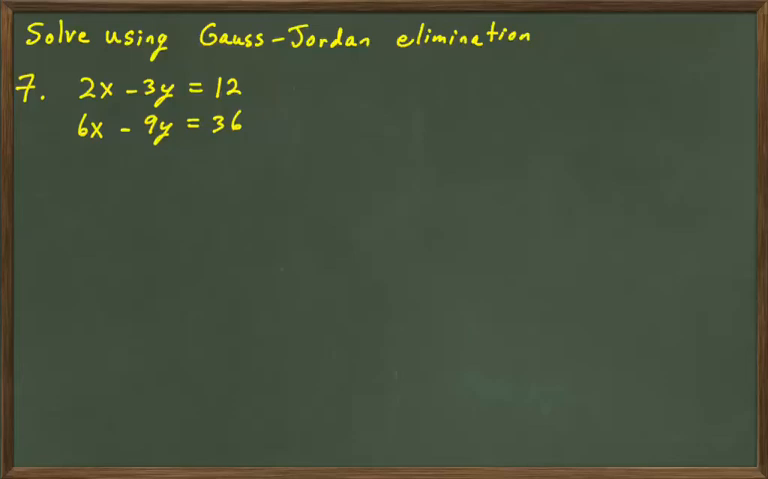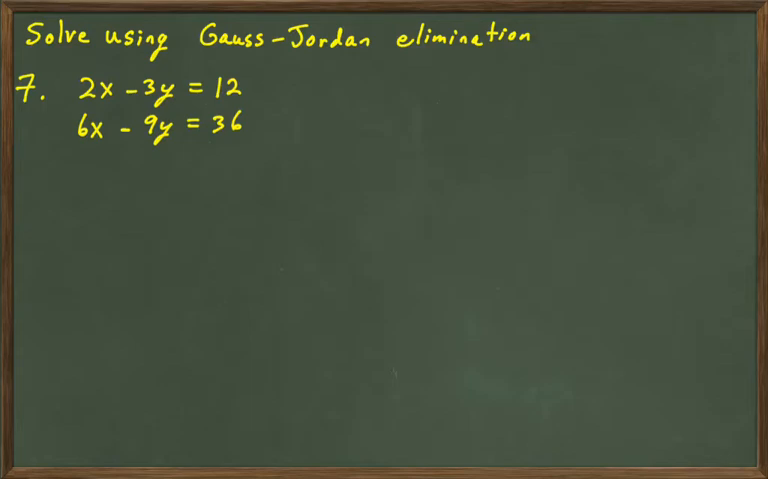All right, this is our seventh example from section 7.6. I think this is the third example of solving using the Gauss-Jordan elimination method. So here we have a system of equations: 2x minus 3y is equal to 12, and 6x minus 9y is equal to 36.